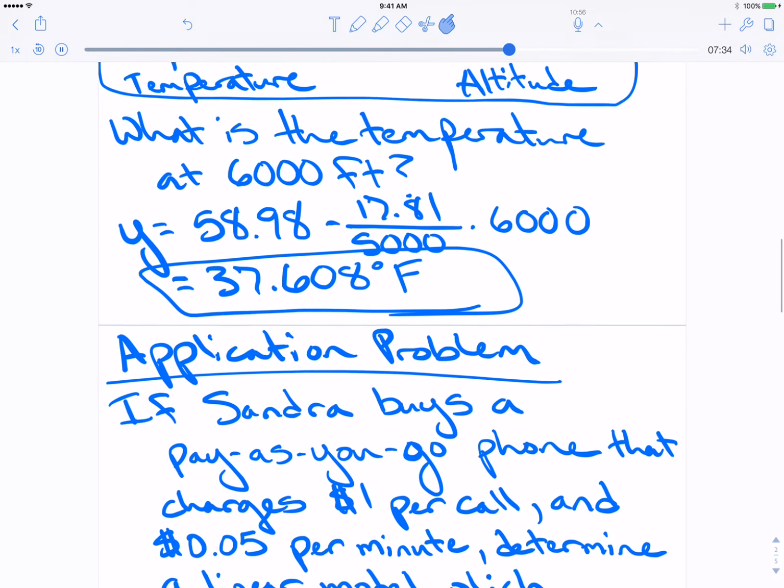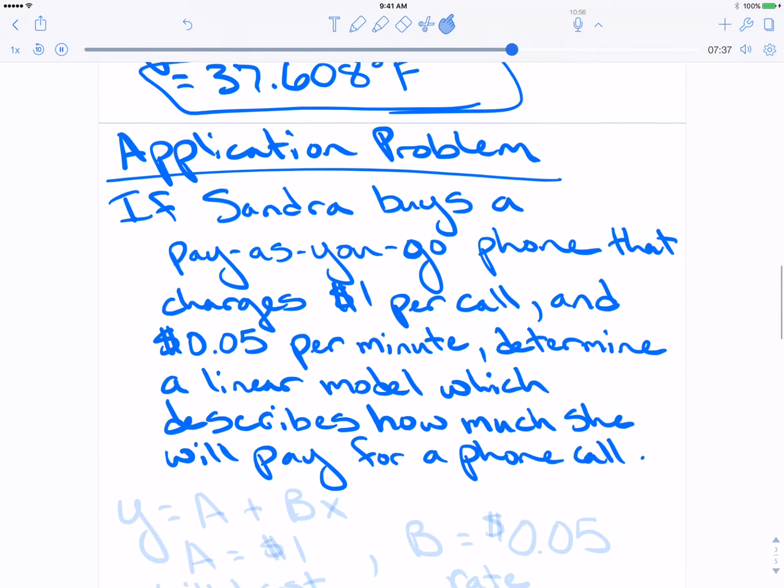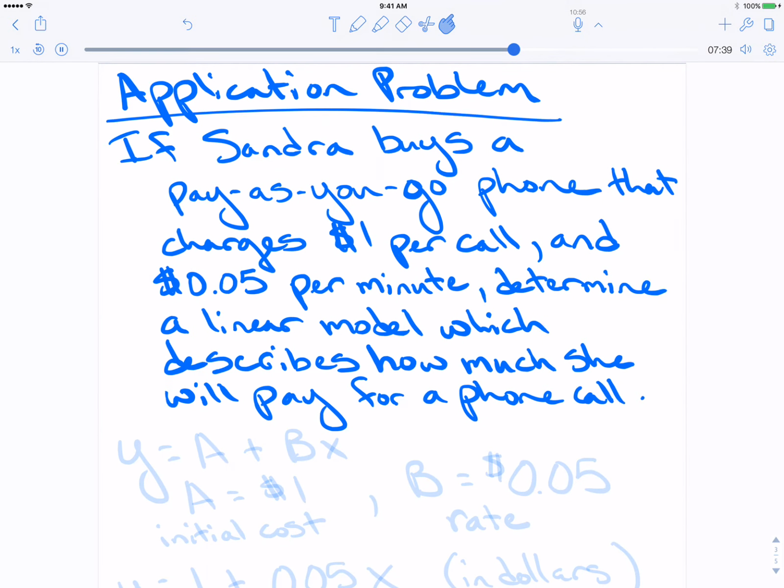Okay, the last thing that we'll talk about for this section is an application problem. Yay, word problems! I know they're your favorite. You'll actually like this one, probably. If Sandra buys a pay-as-you-go phone that charges her $1 per call and 5 cents a minute, determine a linear model which describes how much she will pay for a phone call.